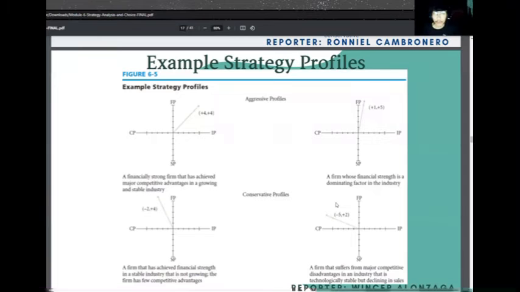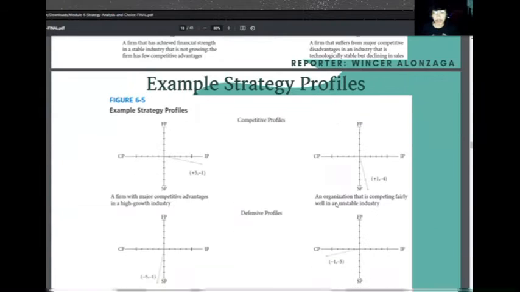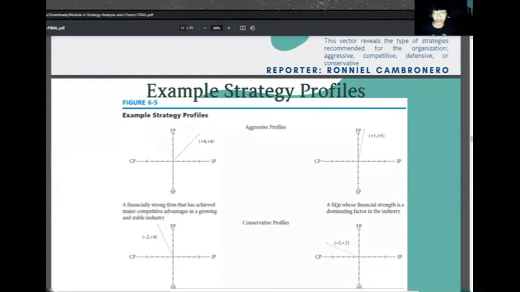So as a continuation of the previous reporter, we have examples of strategy profiles. Under these strategy profiles, we have four: aggressive profile, conservative profile, competitive profile, and defensive profile. First, the aggressive profile. Each profile has two examples. The first example is a financially strong firm that achieved a major competitive advantage in a growing and stable industry.